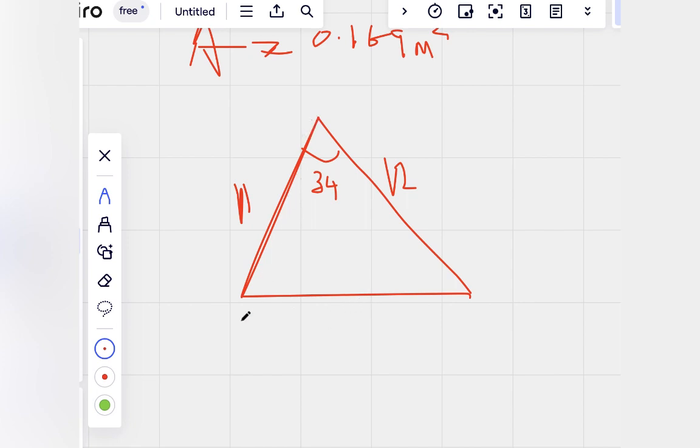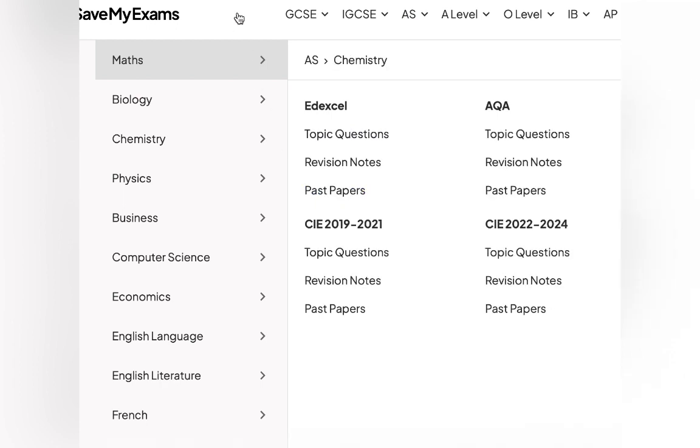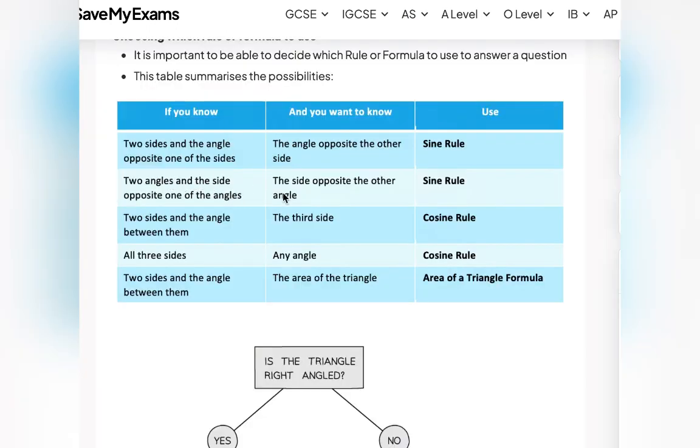Let's say this is triangle ABC, and you're looking for this side, small b. You want to find what this side is. Then you use the cosine rule. Meaning, if you know two sides and the angle between them, and you're looking for the third side, you definitely use the cosine rule. Is that okay?